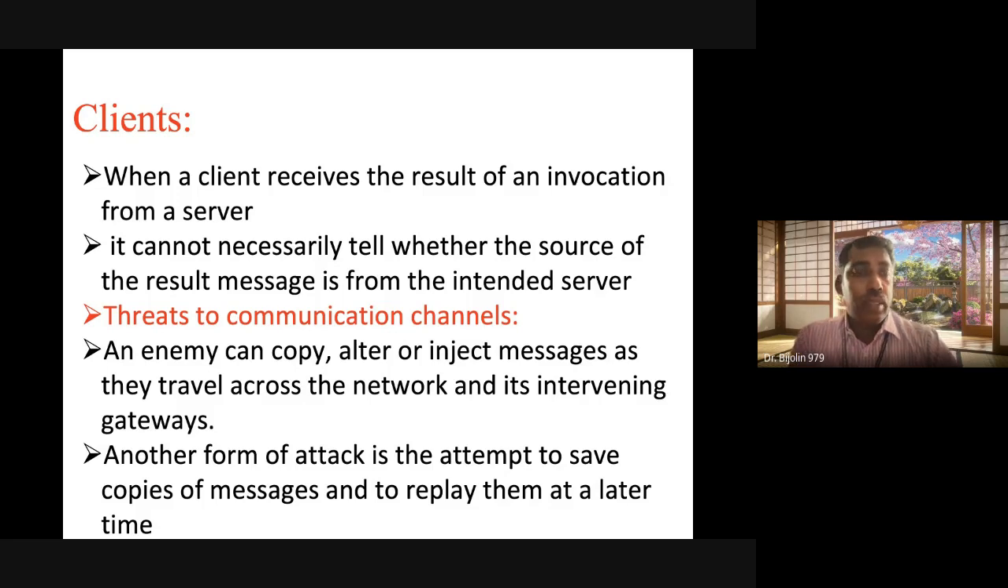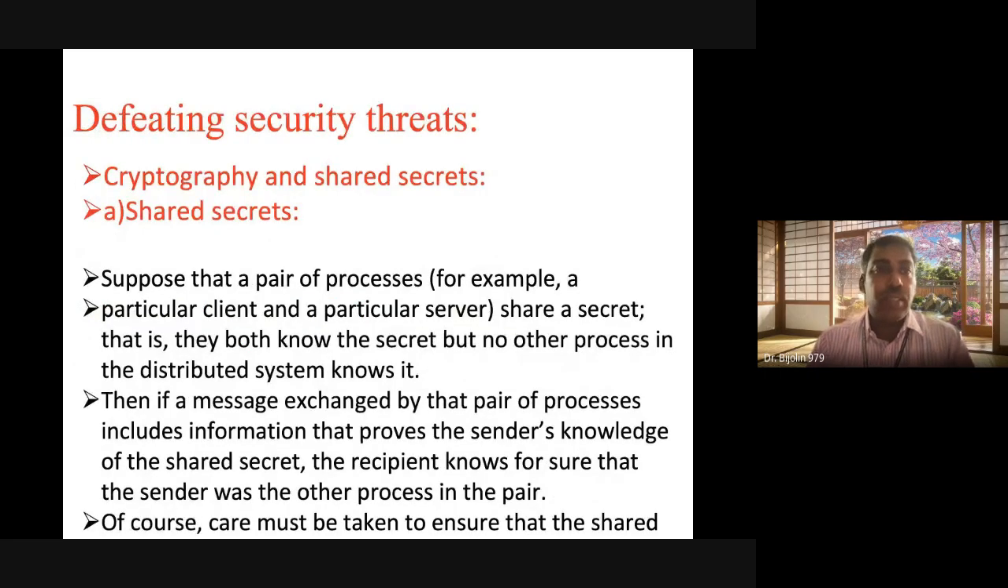The enemy can copy the information, alter the information, or inject messages as they travel across the network and its intervening gateways. There can be gateways that act like a firewall, and in that scenario too, the threat can communicate. So this is another challenge that we face in defeating these security threats.